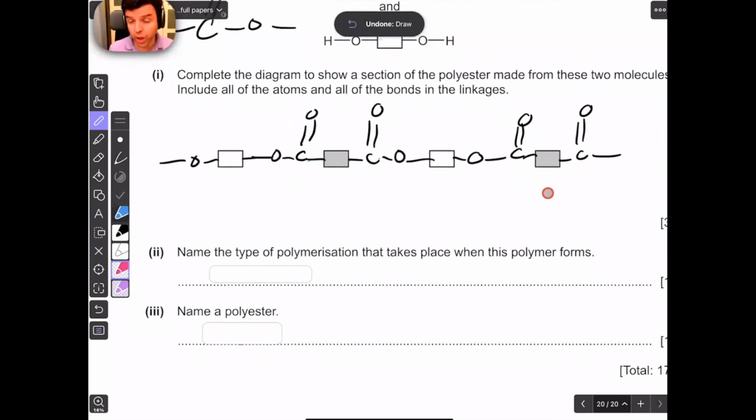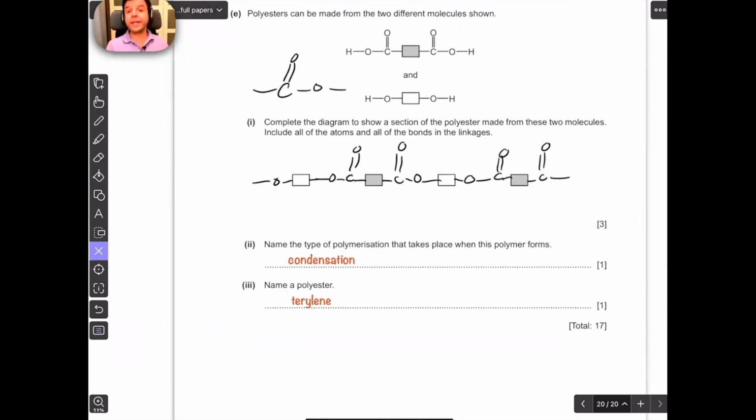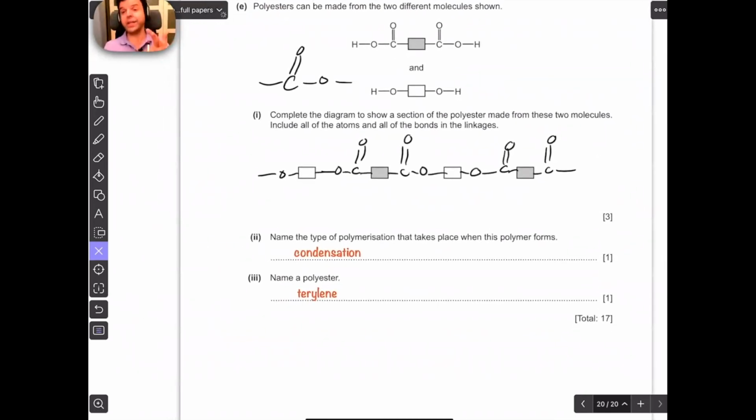What's the name of this polymerization? Remember where I was drawing? Every time I was removing a water molecule. So that's why it's called condensation. And they said, name the polyester. Give an example of any polyester. Saji? Terylene. Terylene, very good. So again, the polyester and nylon, those must be known very well. You should draw them like 5 to 10 times until you master them, so it comes straight away without much thinking.